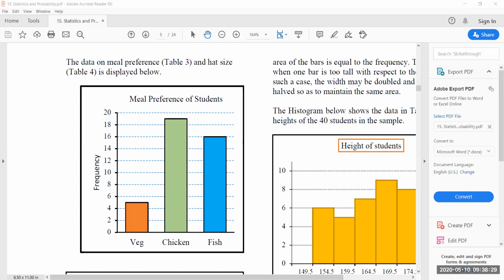Yes, sir. How much? 5. Yes, and how many preferred chicken? 19. And how many preferred fish? 16. Correct, right? So we're reading off from the frequency here. So between 4 and 6 is obviously 5. Between 18 and 20 is obviously 19. And then of course this is on the line itself, so this reads off to 16, the frequency of students who wanted fish, chicken, and vegetarian food.